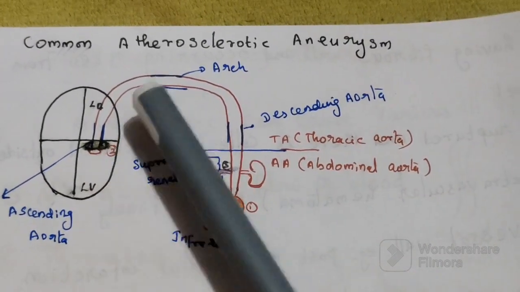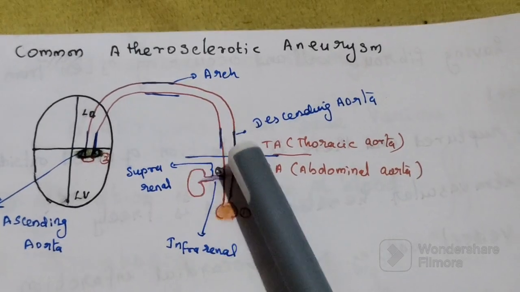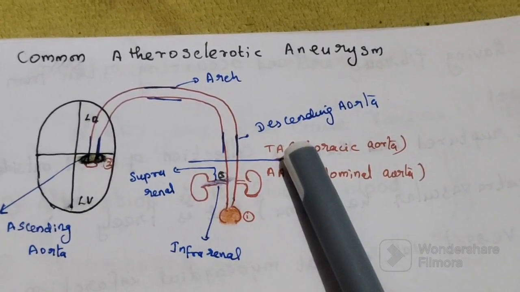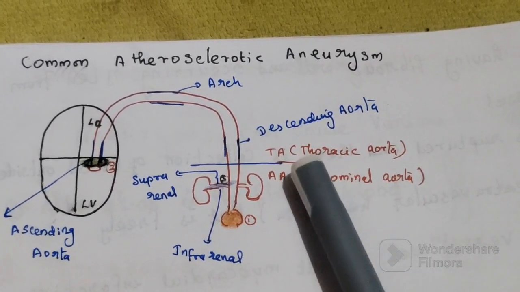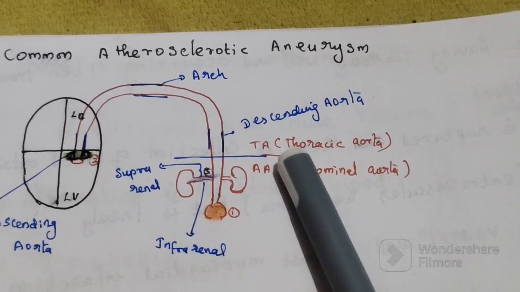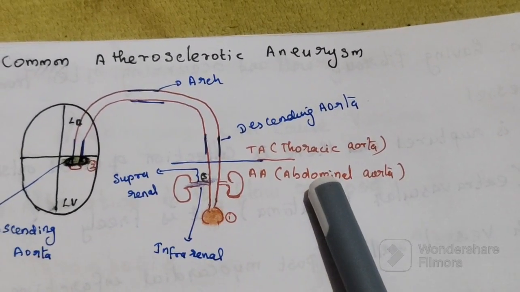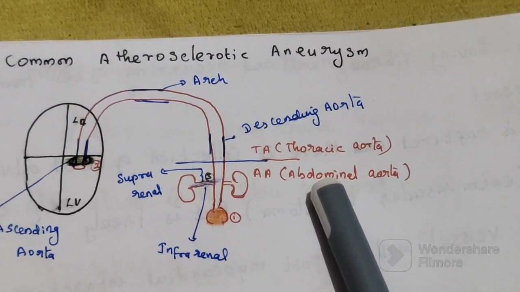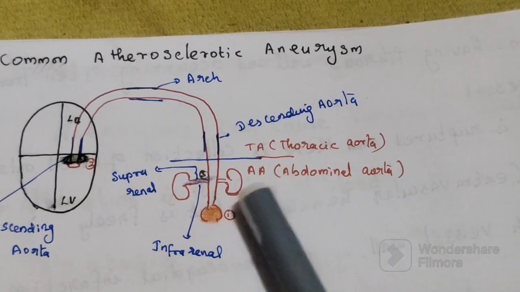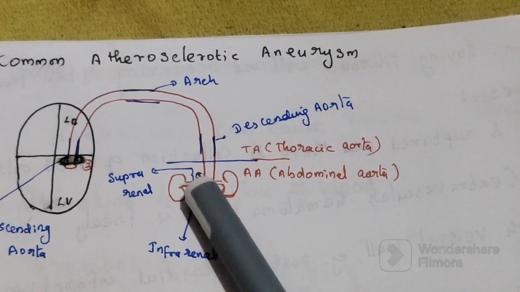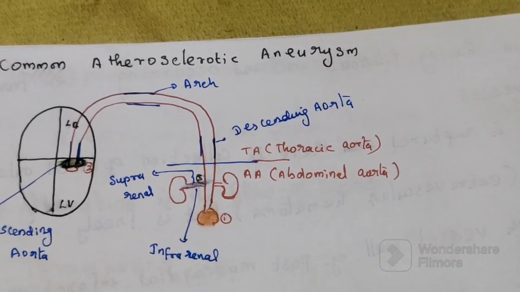So ascending aorta, arch portion, descending aorta. This one is the diaphragm. Above diaphragm, thoracic aorta, below diaphragm, abdominal aorta. After that, that abdominal aorta has renal artery to kidney. Here it having two portions, suprarenal and infrarenal.